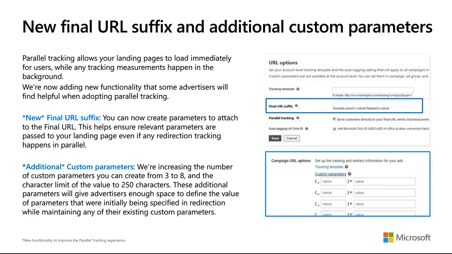As I said before, with parallel tracking, the redirects happen in parallel. Some advertisers we know use this redirection to define a certain number of parameters. With final URL suffix, you can now define these parameters that will be attached to your final URL in our product to ensure that they are always passed to the final URL. In addition, with our expansion of custom parameters from 3 to 8, as well as increasing the character limit of the value to 250 characters, you will now have additional space to define these parameters beforehand while maintaining any of your existing custom parameters.